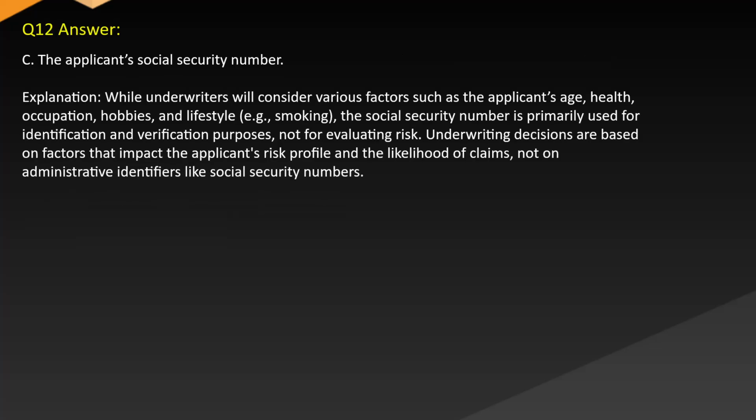Answer: C. The applicant's social security number. Explanation: While underwriters will consider various factors such as the applicant's age, health, occupation, hobbies, and lifestyle, e.g. smoking, the social security number is primarily used for identification and verification purposes, not for evaluating risk. Underwriting decisions are based on factors that impact the applicant's risk profile and the likelihood of claims, not on administrative identifiers like social security numbers.